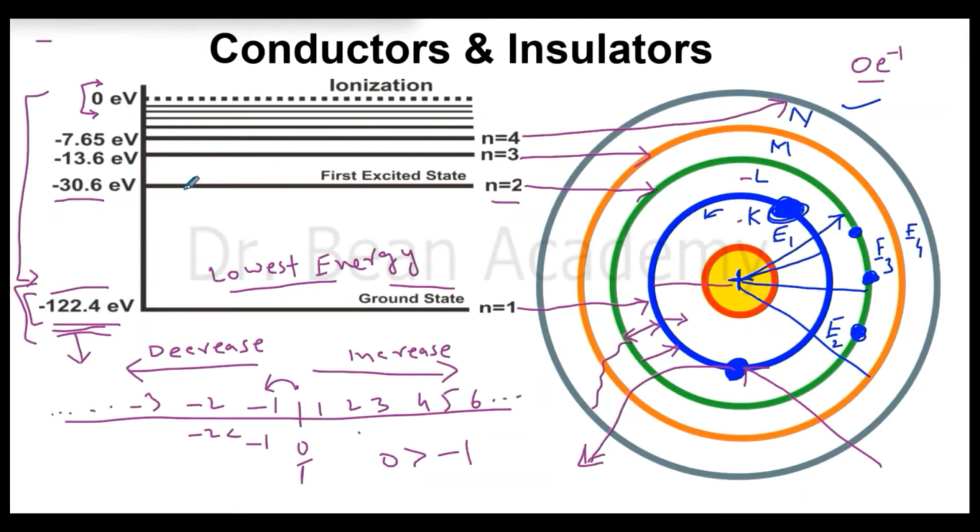But if I want to liberate an electron in the second orbit or L orbit, I only need to give 30.6 electron volt. And the negative sign is just showing that I need to provide this energy to liberate an electron. So the way the energies are represented, negative 122 is of course smaller than this value, and so on. That's why we call an electron in the first energy level or the first orbit the lowest energy state, and this is a higher energy state.